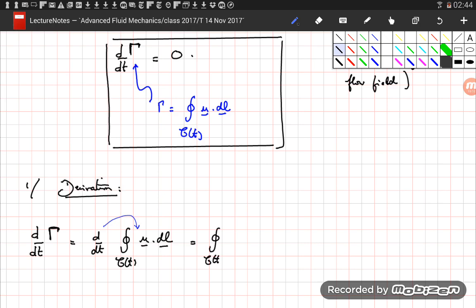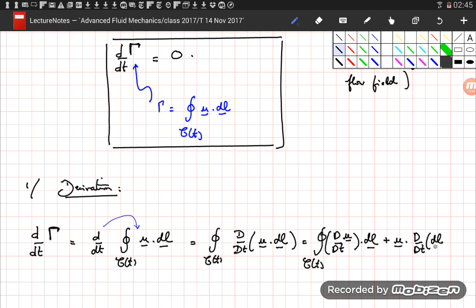the integral along our closed material contour of the material derivative of u dot dl. And now we can simply take the derivative of a product. So we have the integral along the closed contour of the material derivative of the velocity field dot dl plus u dot the material derivative of our differential element of displacement along the contour.